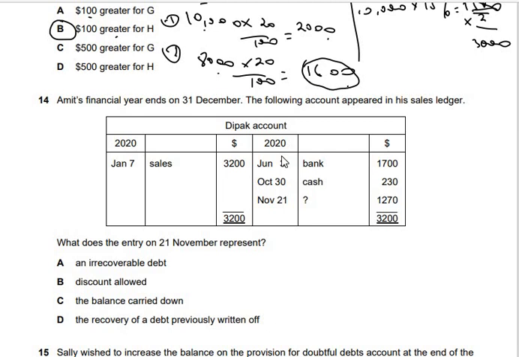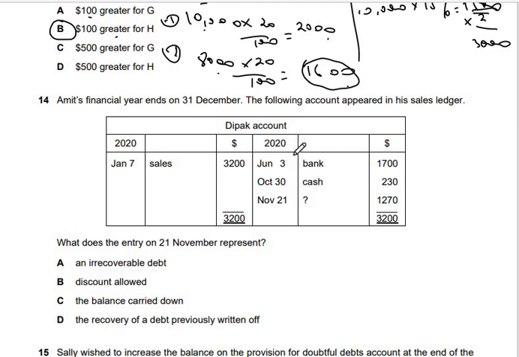Question number 14. Amir financial year ends on 30th December. The following account appeared in his sales ledger. What does the entry on 20th November represent? Right. So we are asked, what does the entry on 30th December represent?